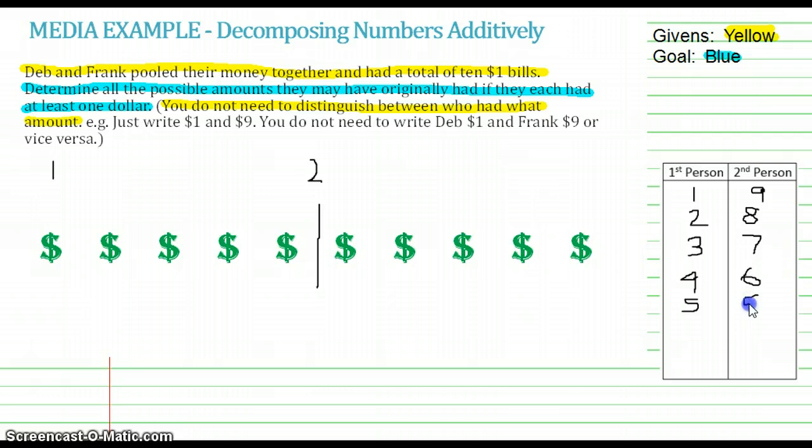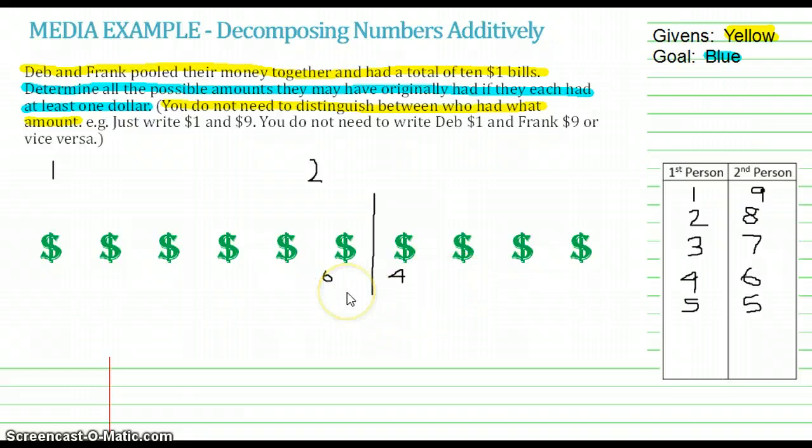You may be starting to think, is this ever going to end? That's something we're concerned with. When do we stop? When do we know we've found them all? Well, let's just continue and see what happens. I'm going to move this to the sixth spot: 3, 4, 5, 6. And notice this would give us $6 and $4. But if we go back to our chart, we already have a combination that has 4 and 6 in it. Granted, it's in the other direction, but remember the directions said you do not need to distinguish between who had what amount. So 4, 6 is the same as 6, 4 in this problem.